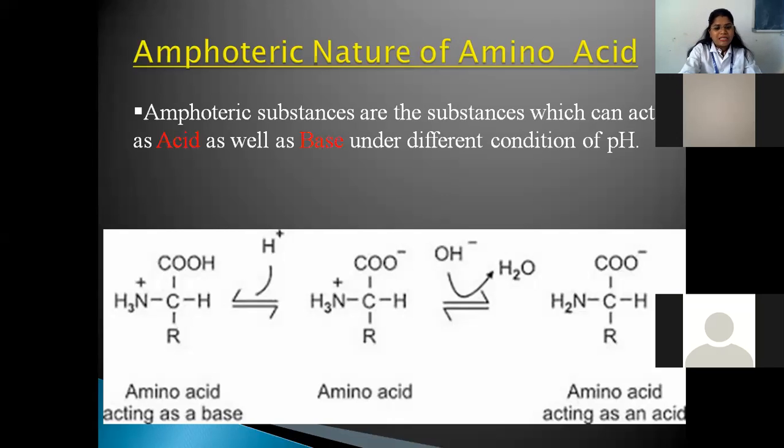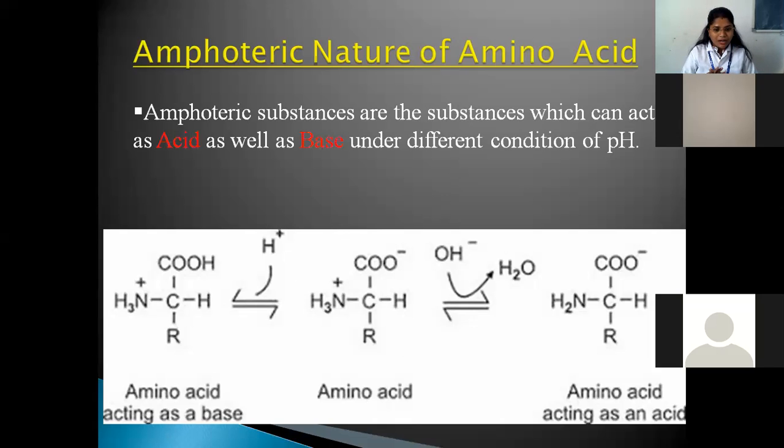Normally, see the center amino acid that is shown, that is the structure of the zwitterion. It contains NH3+ and COO-. This zwitterion exists at isoelectric pH. We studied this part previously, right? So it exists at isoelectric pH, and if any pH change occurs, that may change the behavior of the amino acid.